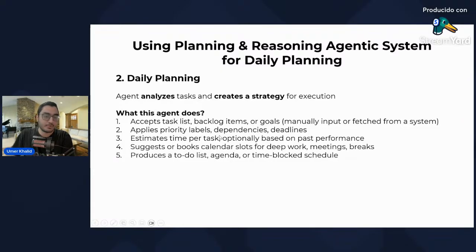And then it applies priority labels, like I said, dependencies, deadlines. Then it will do the estimation for you as well. So it estimates the task time that is required per task, optionally based on past performance as well. And then it suggests or books calendar slots for deep work, meetings, breaks. So it can automatically book those slots for you in the calendar. And then it produces a to-do list, agenda, or time blocked schedule for you as well.